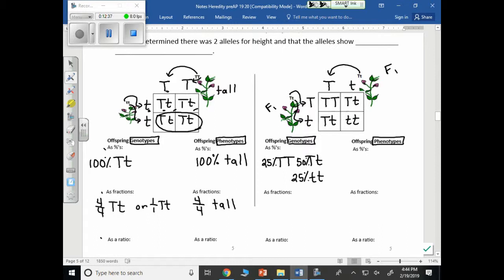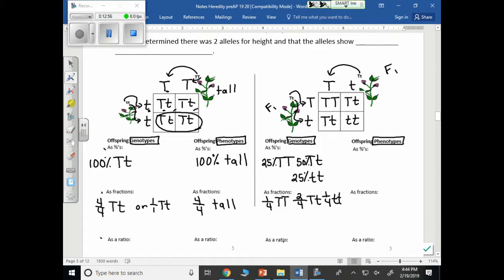Now, as fractions, we would write 1/4 big T, big T, two out of the four are big T, little t. And then one out of the four is little t, little t. Now, let's talk about the ratio.